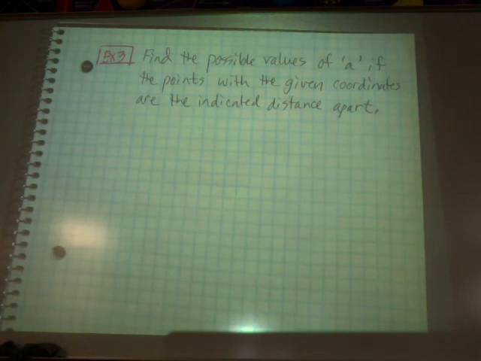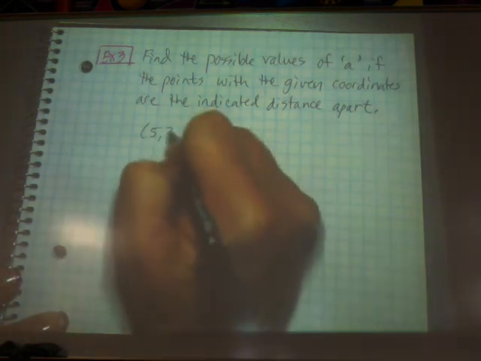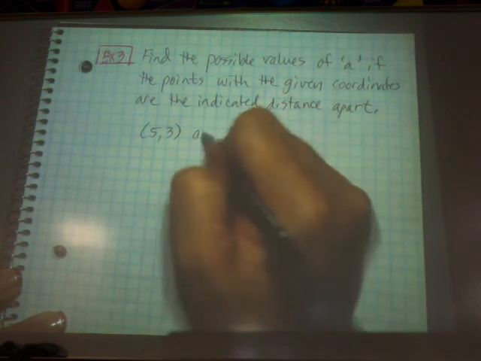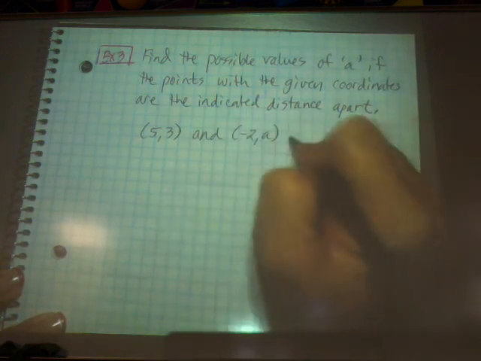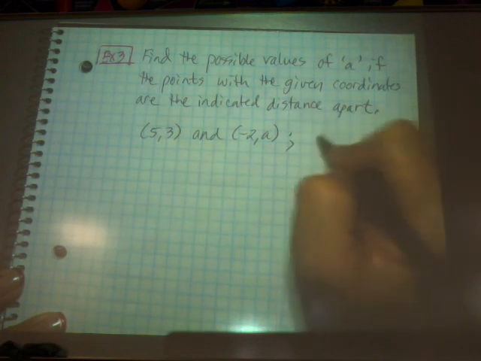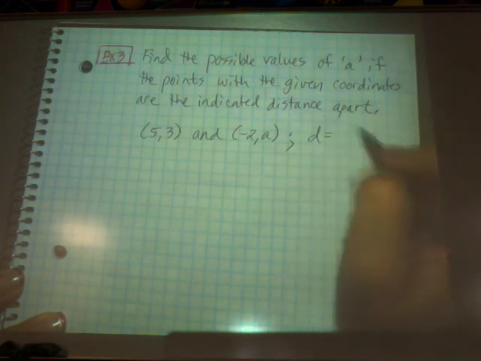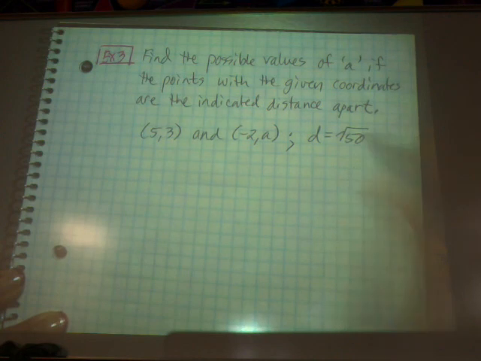So you're to find the possible values of A if the points with the given coordinates are the indicated distance apart. And here's what you're given. (5, 3) and (-2, A), and the distance is equal to the square root of 50.